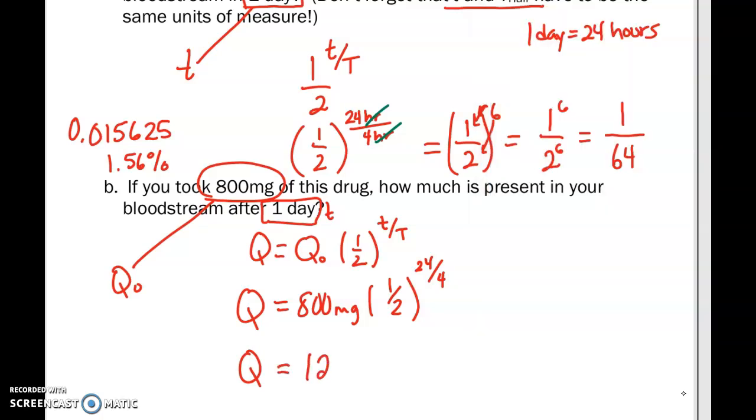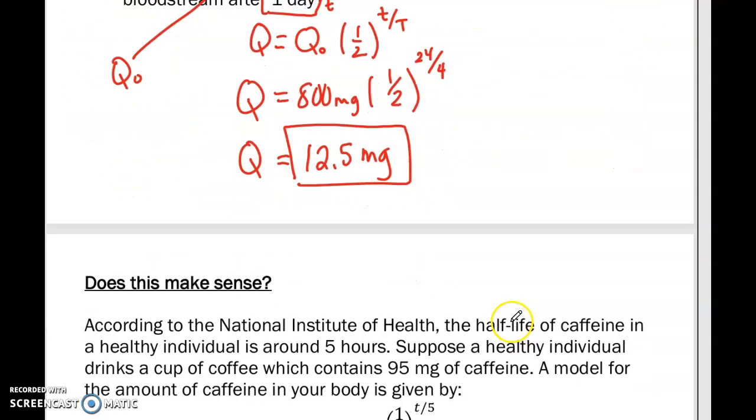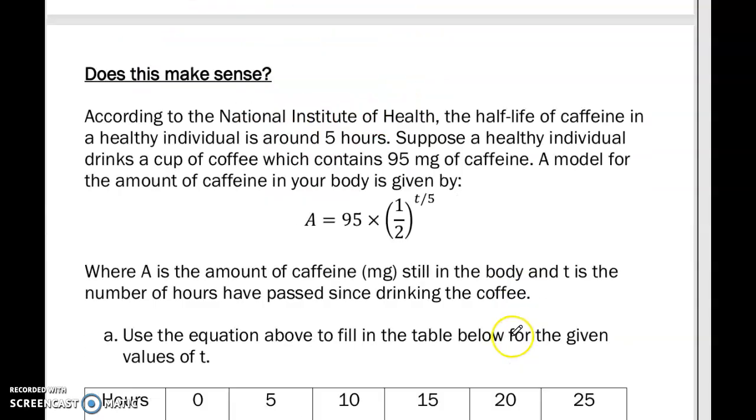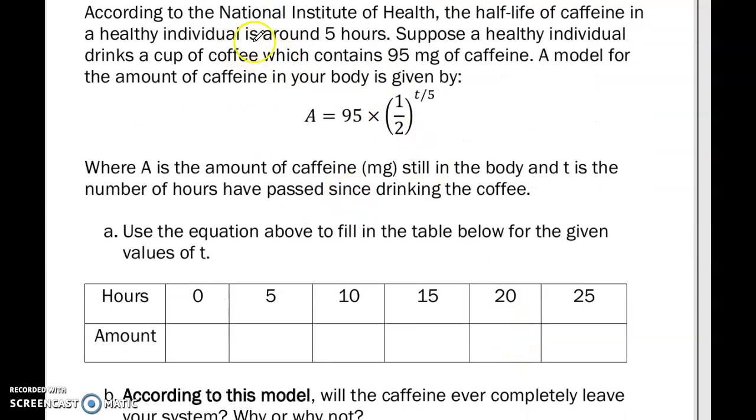Now all the time you want to make sure you put your units on your answer. The hours divide out, and you're left with milligrams. So this would be the answer here. Now, in the last discussion here, it's talking about the half-life of caffeine in a healthy individual, which is about 5 hours. So when you drink a cup of coffee or soda or tea that has caffeine in it, the body metabolizes it in about 5 hours. Now, it could vary from person to person, but they're saying an average healthy individual, 5 hours.